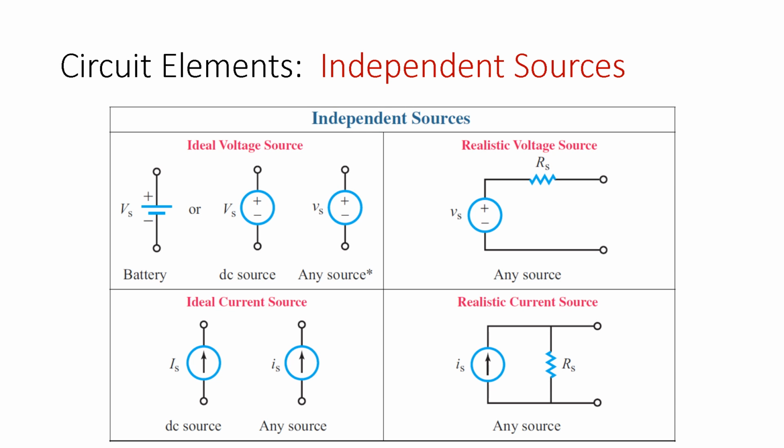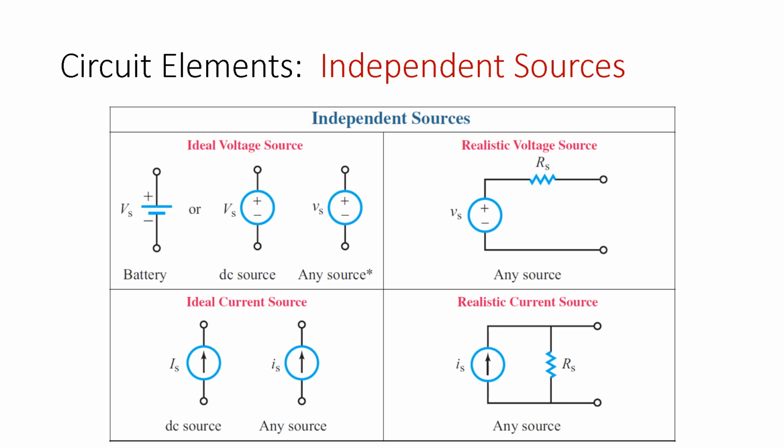So another important part of circuit elements are independent sources. On the top left corner, we have the ideal voltage source, and there are a couple of different ways of depicting ideal voltage sources. For batteries specifically, we use this double line with one of the lines being larger. The larger line is the positive, and the negative line is generally slightly shorter. That's generally what we use as standard notation for a battery ideal source.